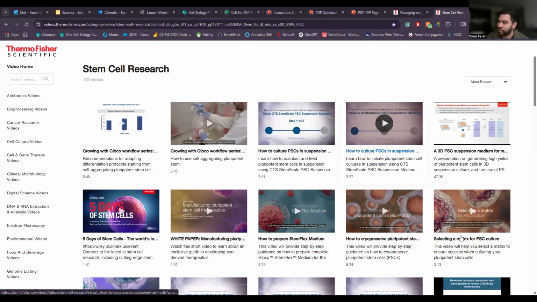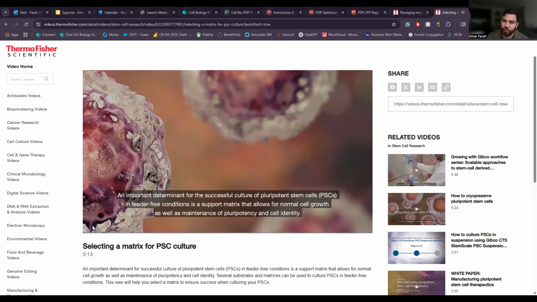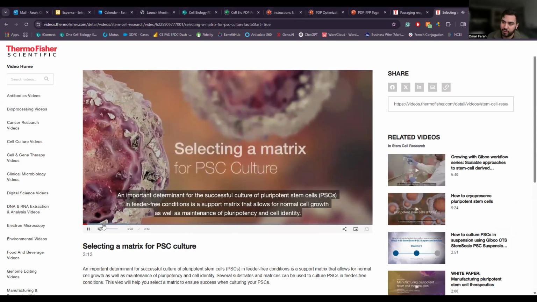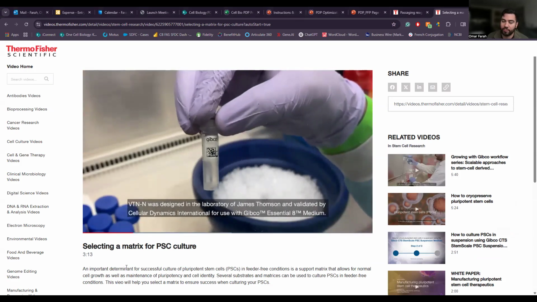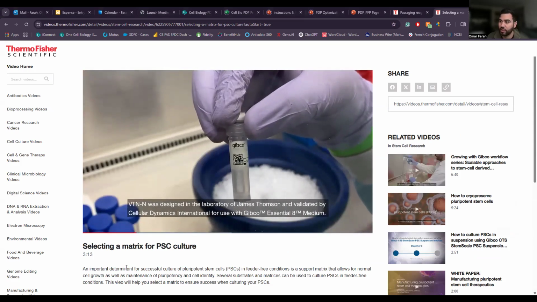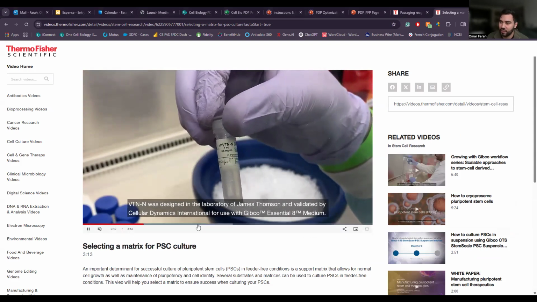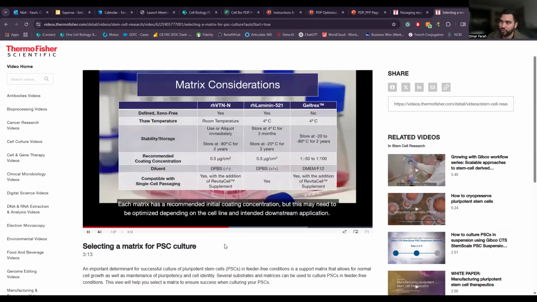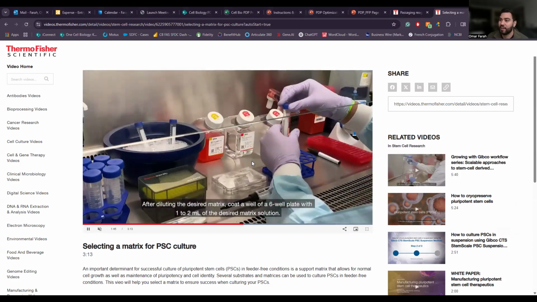And so there are some really helpful videos, for example, on some of the topics we talked about today about selecting a matrix that's appropriate for your culture, right? Tom talked about the three different matrices that we use for feeder-free culture. This is, for example, the truncated vitronectin. But one thing I wanted to show is that we have a little bit more direction on what you want to dilute this in and how to store these things, and for how long, right?